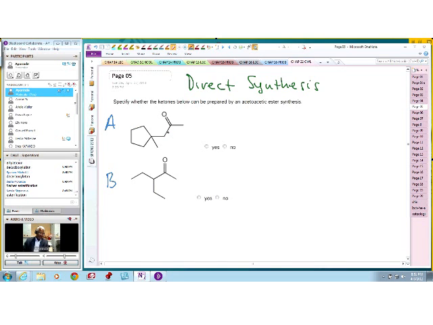Yes or no? Keeping in mind that this will be the alpha carbon of the acetoacetic ester. You say yes? How many people say yes? No, that is not correct. Take a look at this.